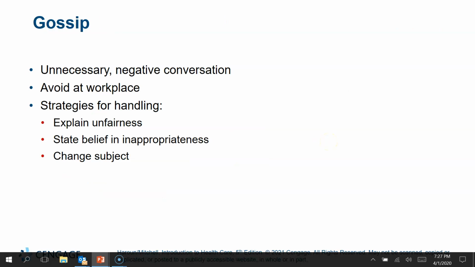And gossip. We're going to end with gossip. I've got one word: don't. Gossip is one of the worst things that happens in a medical office, and you do not want to be in the middle of it. Gossip sucks up time and energy, and it is something that you just don't want to get involved in.